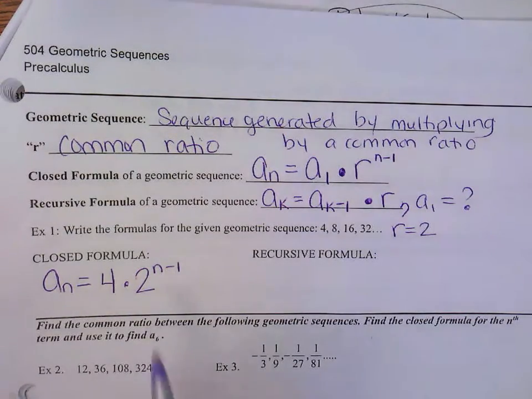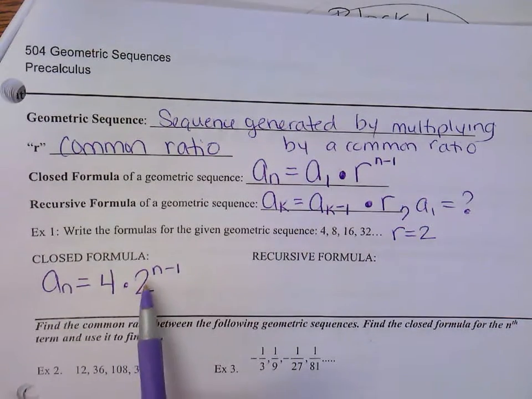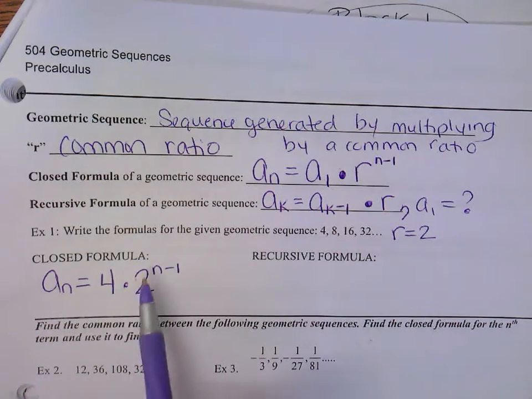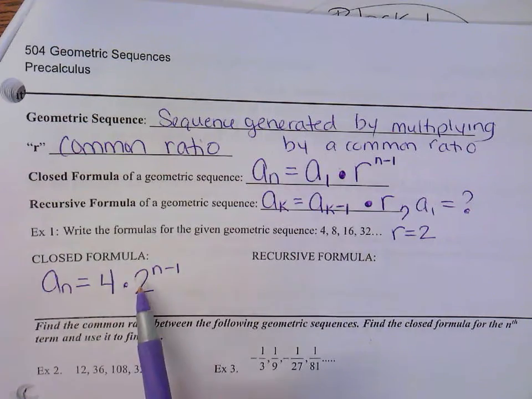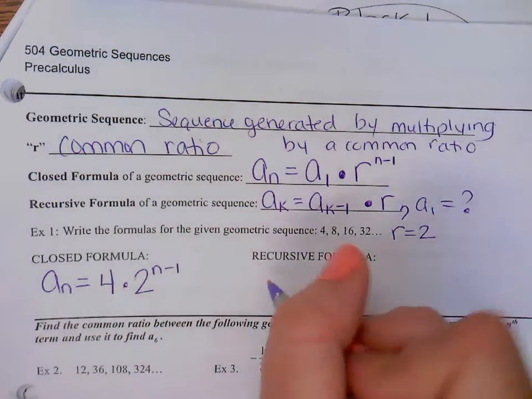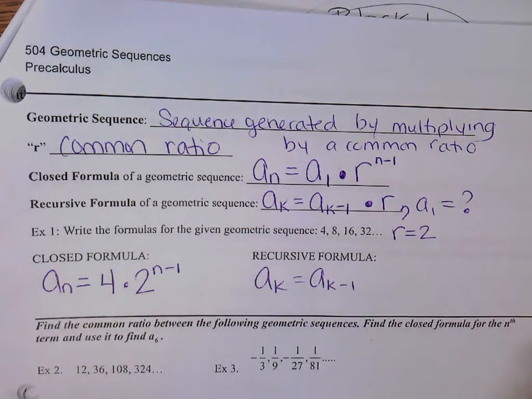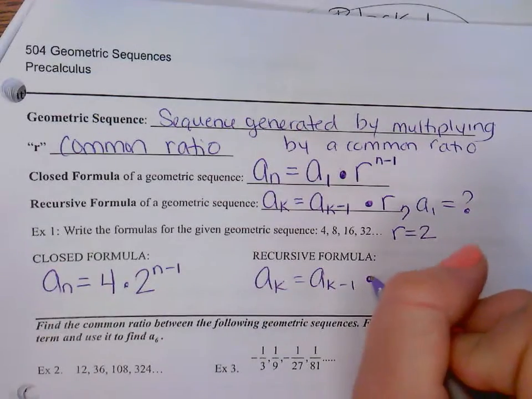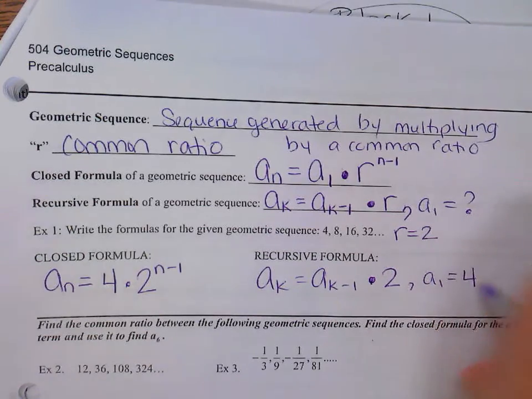And that just makes it so that you produce 4 when you plug in 1, right? Because 2 to the 0 power would just be 1 right here, and 4 times 1 is 4. When you plug in 2 to get the second term, you're doing 4 times 2 to the first, which would just give you 8, and for the third term 4 times 2 squared, which would give you 16. So the recursive formula would be a sub k equals a sub k minus 1 times 2. You multiply times 2 every time, and you just need to tell them begin at 4 as your first term.